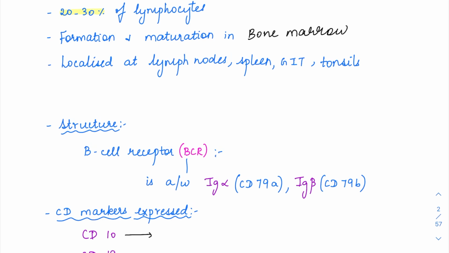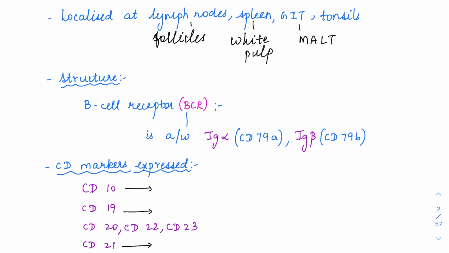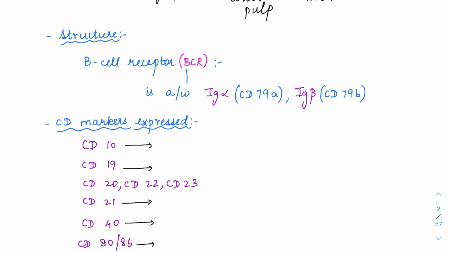In the lymph nodes, they are present in the follicles. In the spleen, they are present in the white pulp, where again they form the follicles. In the GIT, they are present in the MALT, mucosa associated lymphoid tissue. There again you see these B cells. You can also see B cells in other lymphoid tissues like the tonsils.